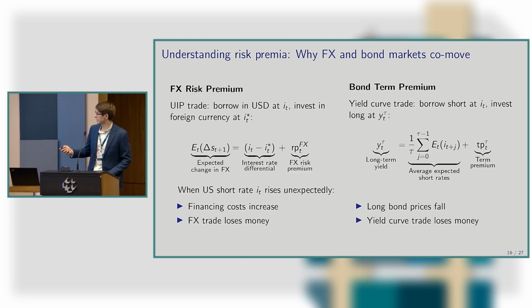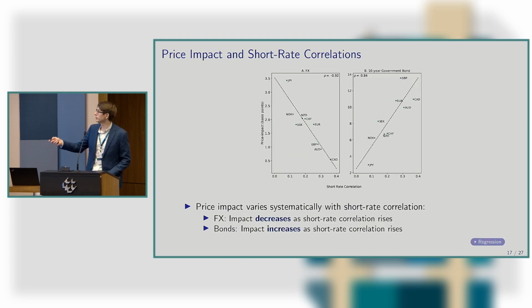And that gives us this nice cross-sectional figure that I showed you in the beginning, where I have the individual price impact regression coefficients on the y-axis and the short rate correlation, so the co-movement between i_t and i_t star, on the x-axis. And again, we see that it's decreasing in FX and increasing in bond space, right? So that tells us a little bit about the cross variation across markets.